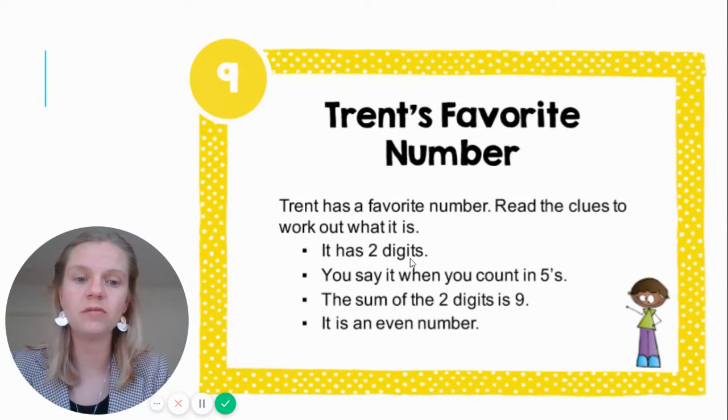The sum of the 2 digits is 9. We have to check that we understand what sum means. Sum is another word for addition, for plus, for adding 2 things together. So the sum of the 2 digits is 9. And an even number, hopefully you know what even numbers are.